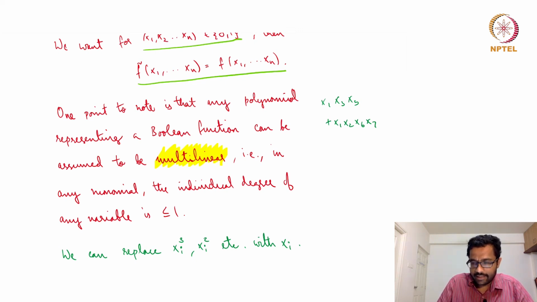Why is this the case? This is because we are only bothered about 0 1 inputs and 0 1 outputs.